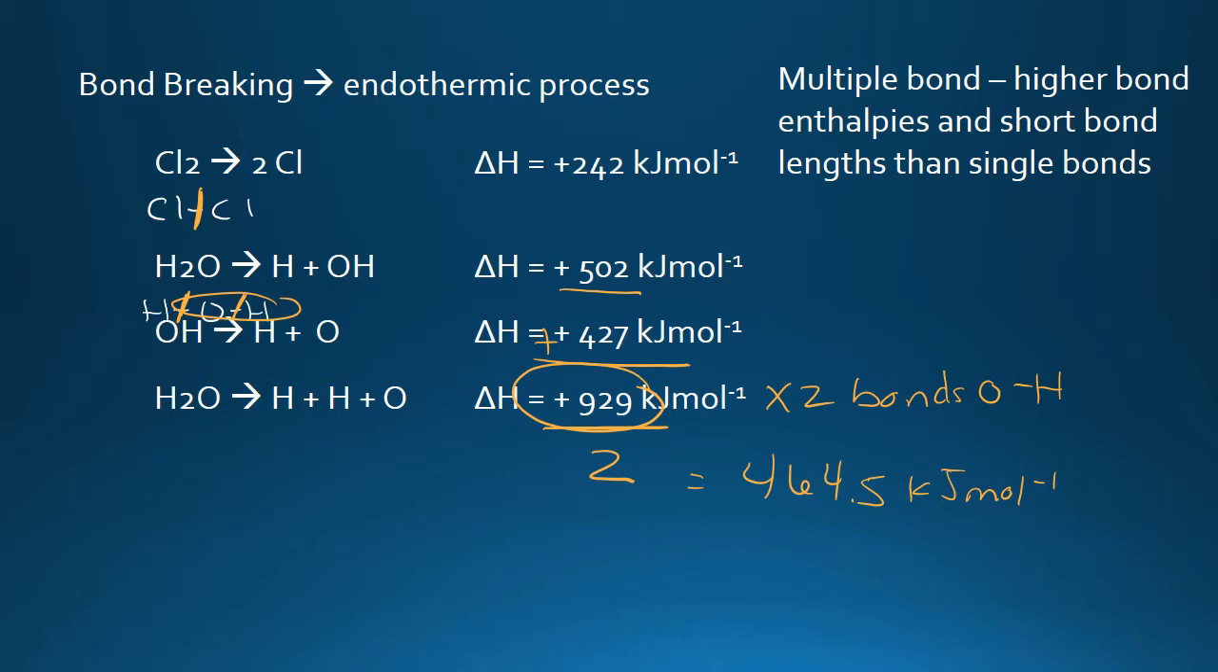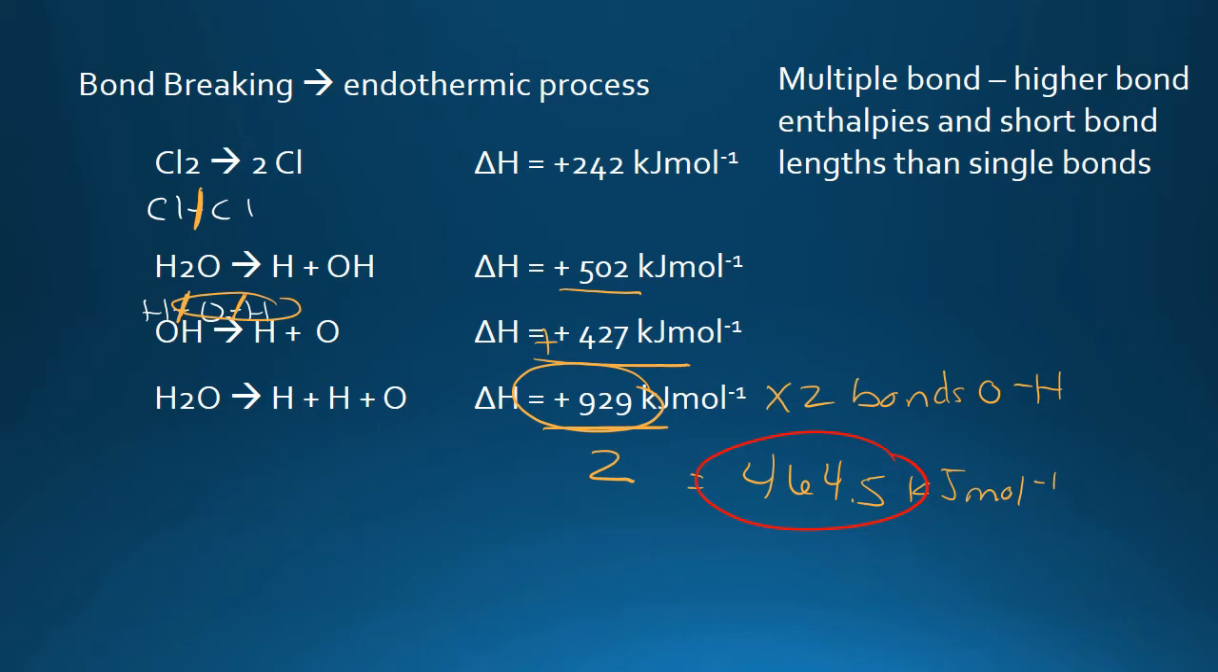This is going to be done in the gaseous state to reduce the effect of the IMFs to try to get just breaking that bond. And of course, this value that we calculated is going to differ, as I mentioned before, depending on where that OH bond is and how many you have to break.